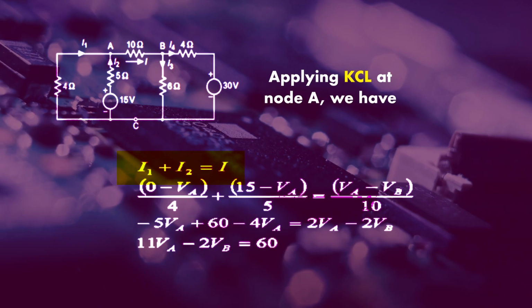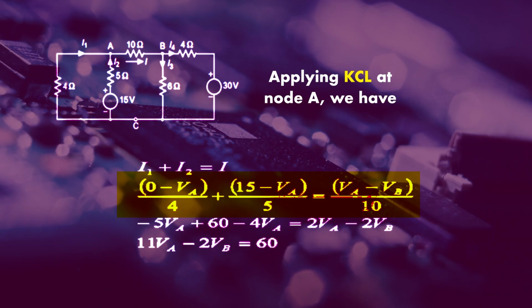So what is the value of I1? Because current is flowing towards node A, you can write I1 is equal to 0 minus VA upon 4, because the resistance across this branch is 4 ohm. And what is the value of this current I2? Because current is flowing from the 15 volt source to node A, I2 is equal to 50 minus VA upon 5, and I is equal to what?